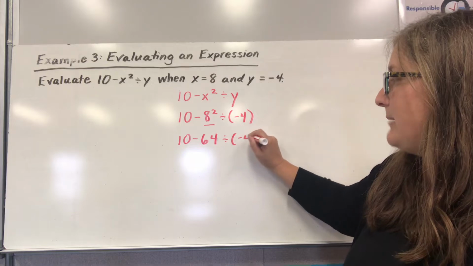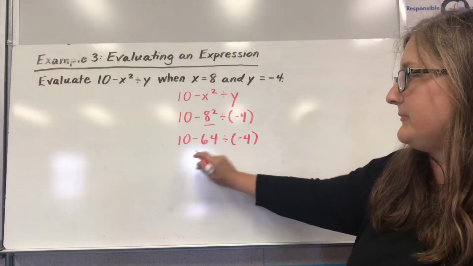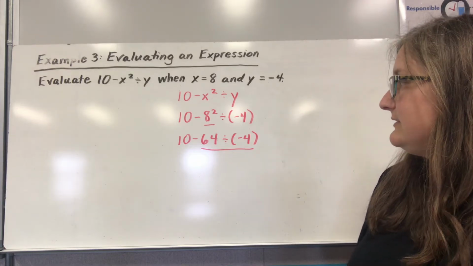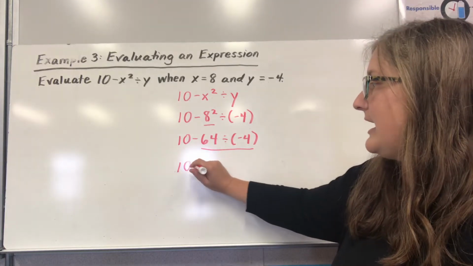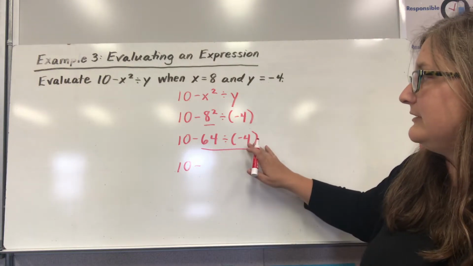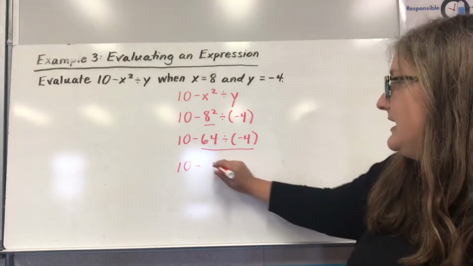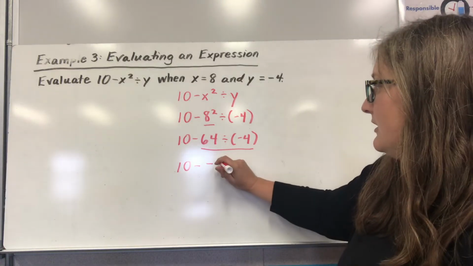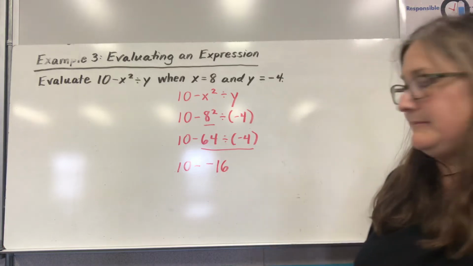Now we've got a division problem left and a subtraction problem. In order of operations, division should come first. So I'm doing 64 divided by negative 4. Since I have a positive and a negative, my answer is going to be negative. And 64 divided by 4 is 16.